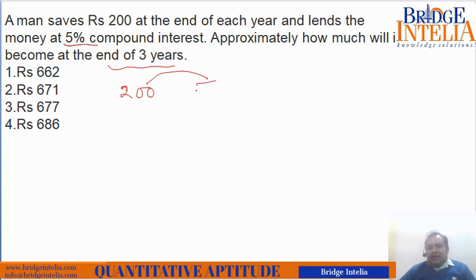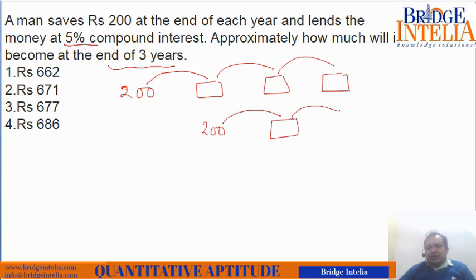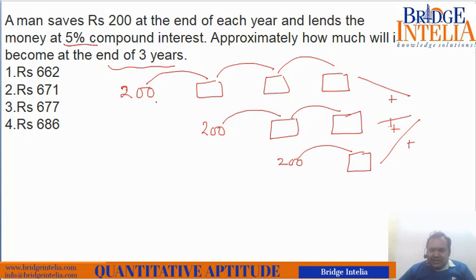So let's suppose he deposited this 200 rupees. This 200 rupees will earn profit for 3 years. Then next year again he will deposit 200 rupees. This 200 rupees will remain in the system for 2 years. Then again he will deposit 200 rupees. This 200 rupees will remain in the system for only 1 year. So what is the final amount? The final amount that he is going to earn is the sum of all these.